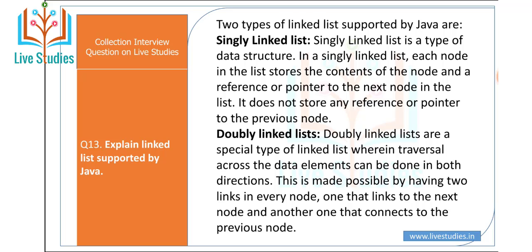Doubly linked lists. The doubly linked lists are a special type of linked list wherein traversal across the data elements can be done in both directions. This is made possible by having two links in every node, one that links to the next node and another one that connects to the previous node.